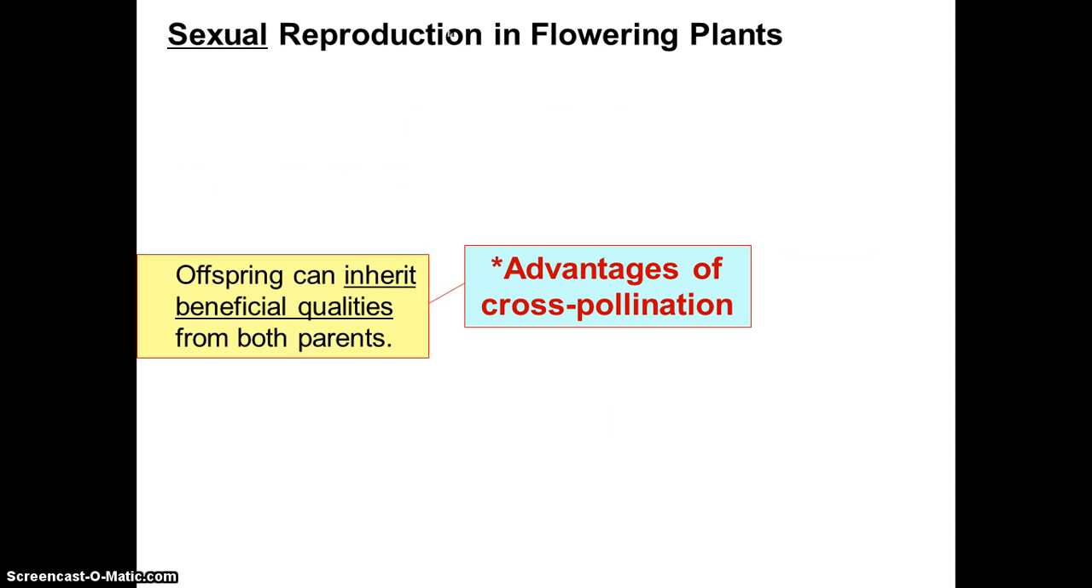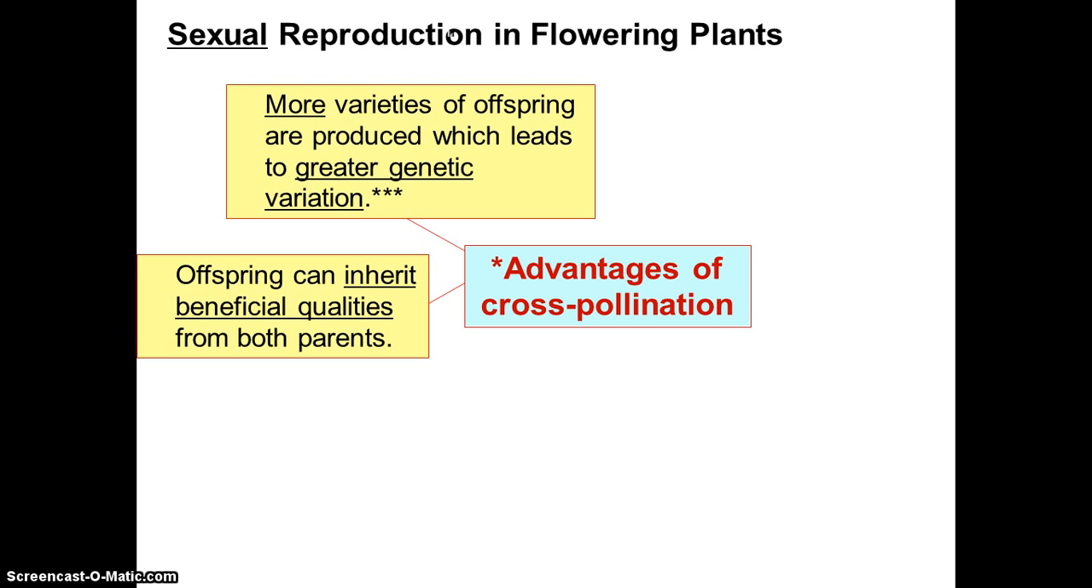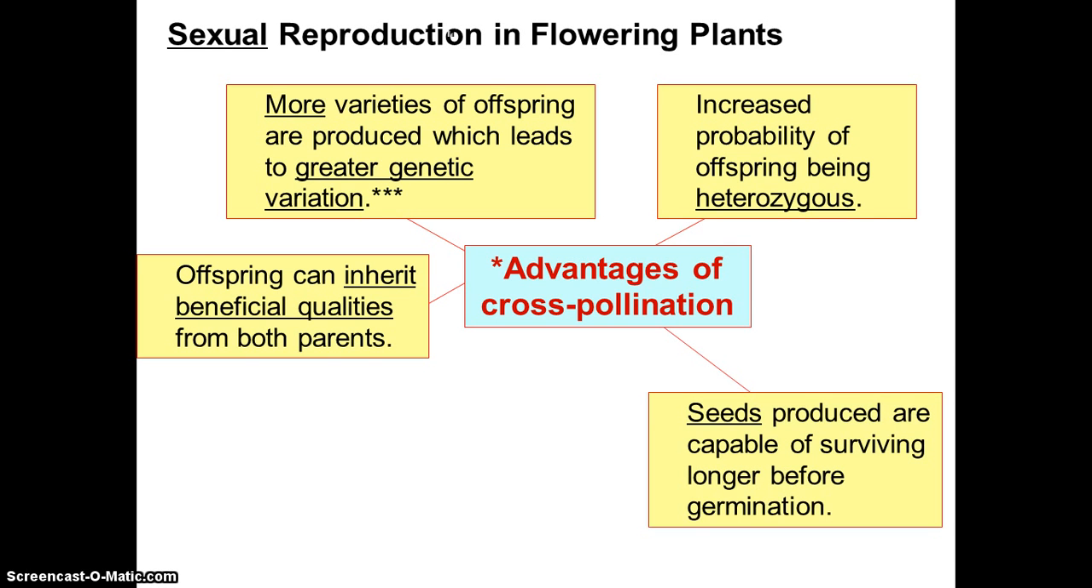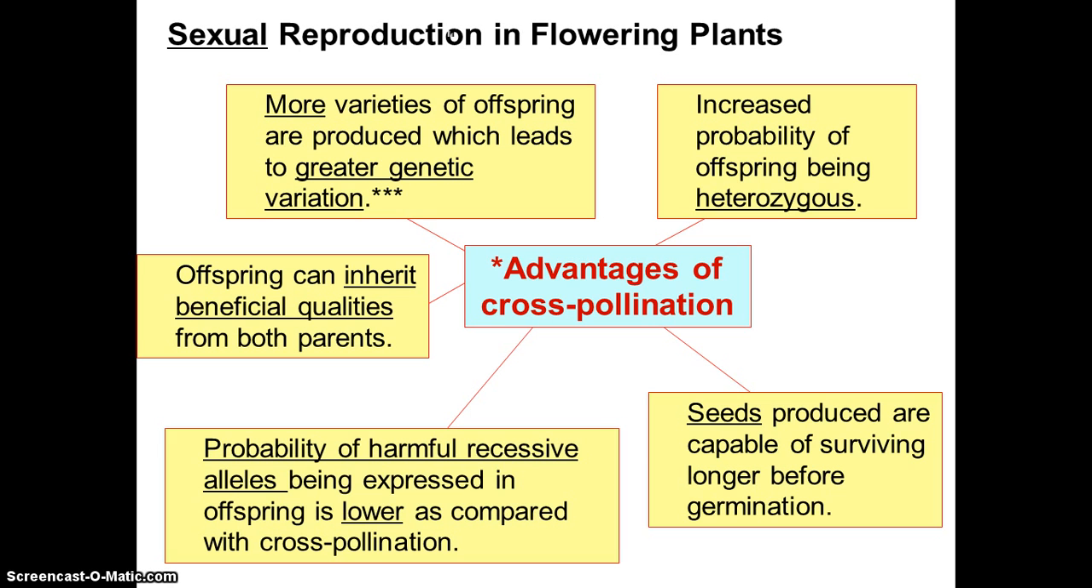What are some of the advantages of cross-pollination? The offspring can inherit the beneficial qualities from both the parents and hence produce more varieties of offspring. The seeds produced are capable of surviving longer before germination, and the possibility of harmful genes being expressed in the offspring of cross-pollinated flowers is lower.